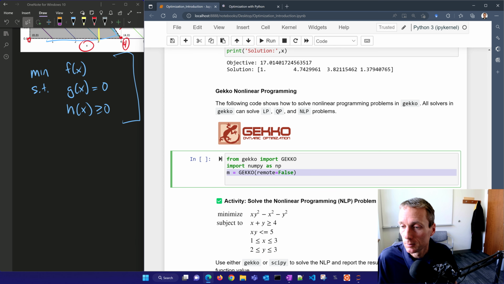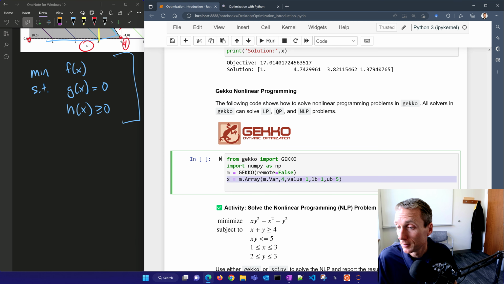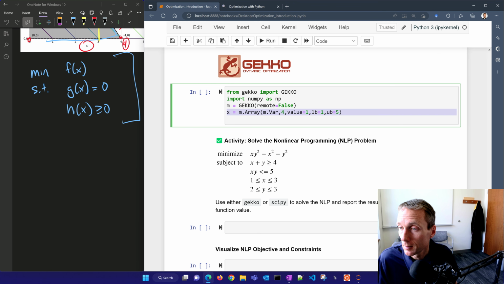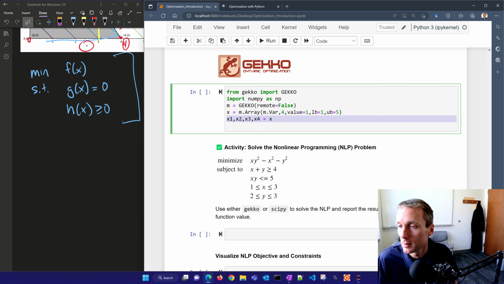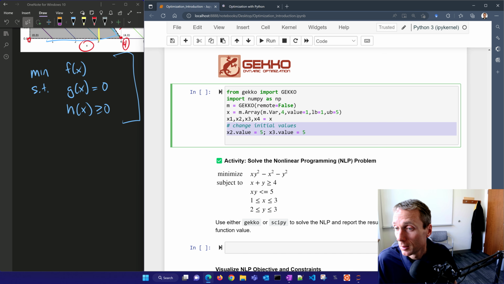Okay, let's solve this same thing with Gekko now. So with Gekko, I'm going to have my variables that are defined between 1 and 5, and I gave them all an initial guess value of 1. So let's go ahead and split those out to x1 to x4, and I'll change the initial guess values for x2 and x3 to be equal to 5.